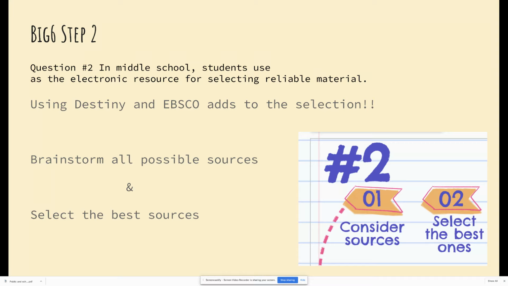Now we're on Big Six step number 2. Here's question number 2. In middle school, students use what as the electronic resource for selecting reliable material? EBSCO is the right answer. You can use Destiny too, but Destiny will help you find book sources. So brainstorm all possible sources and select the best sources for you.